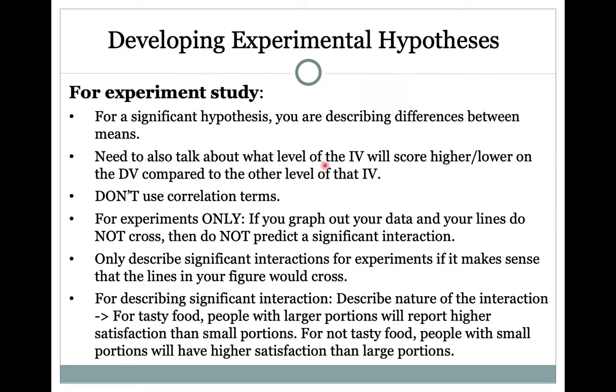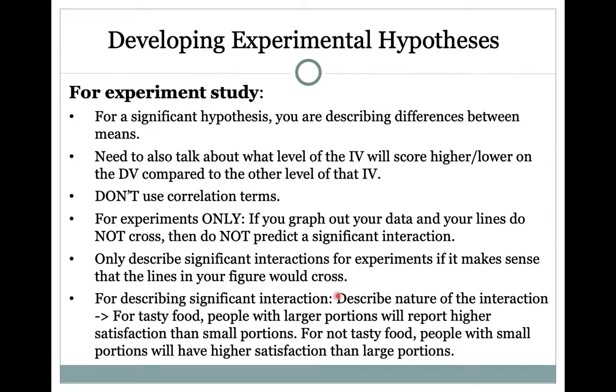Don't use correlational terms. For experiments only, if you graph out your data and your lines do not cross, then you do not have to predict a significant interaction. So for experiments, you don't have to predict an interaction. For correlational studies, you do. So only describe a significant interaction for experiments if it makes sense that the lines in your figure would cross. If you don't think there's going to be an interaction, then you don't have to predict one.